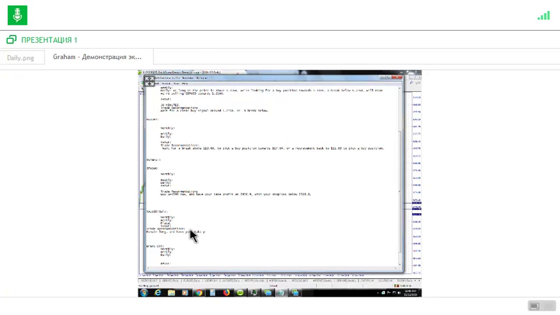Remain long and have your take profit at 1233.90. So this is a key daily level, and a good place to look for a sell.